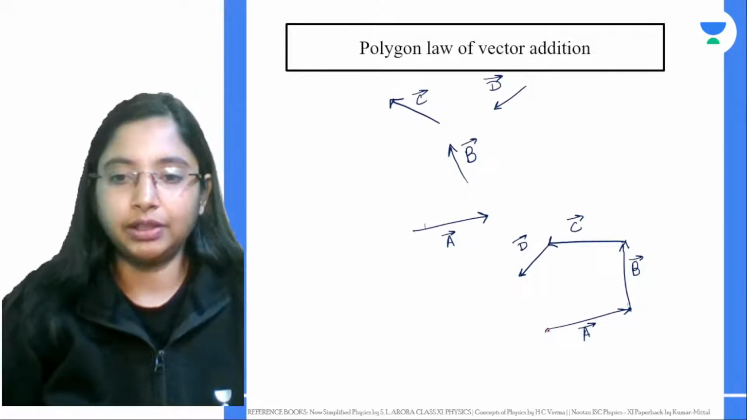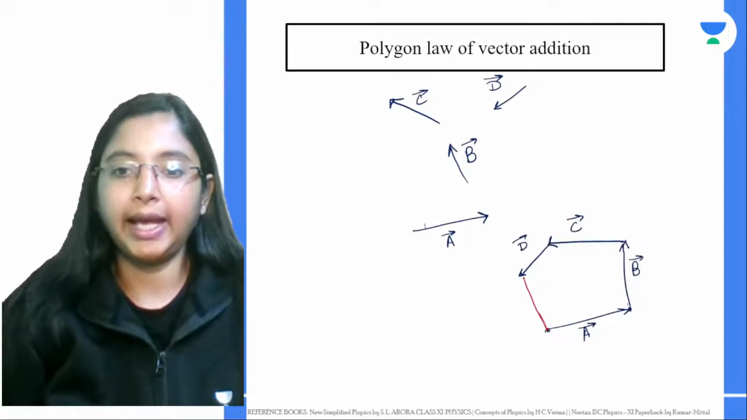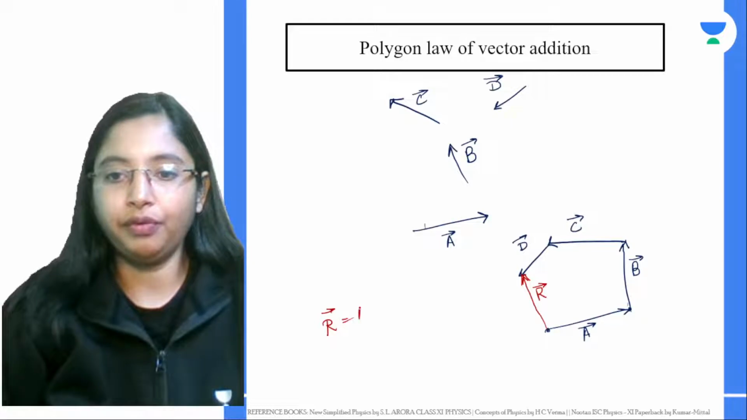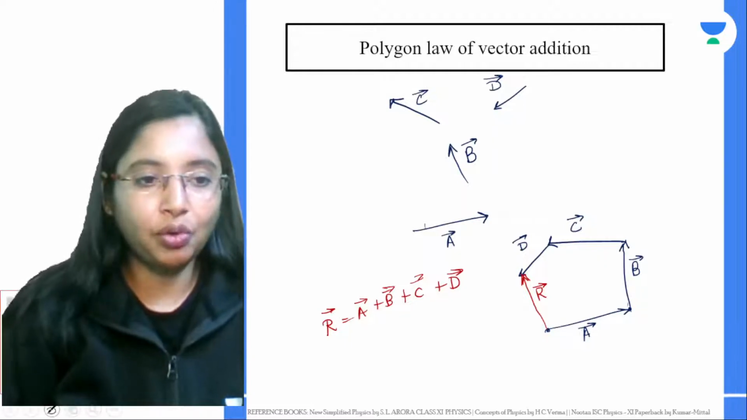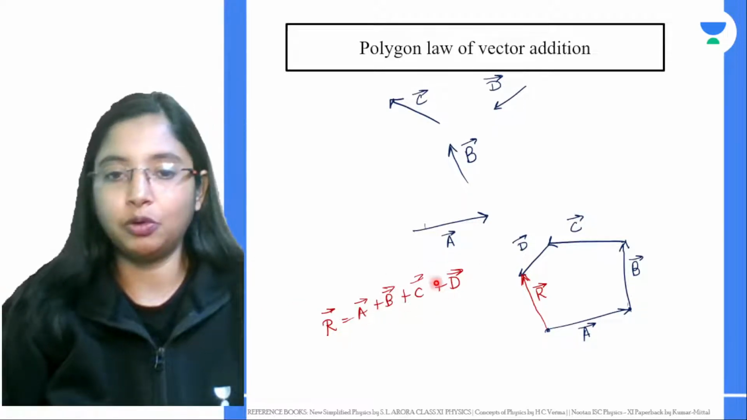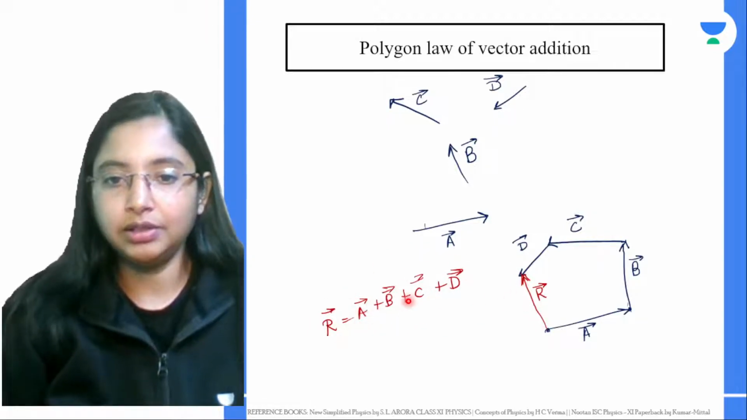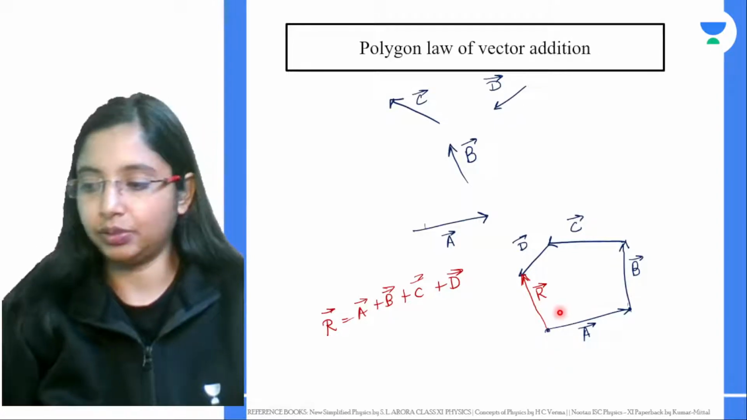Now, the resultant vector will be from the initial point, the tail of the A vector, to the head of this final D vector over here. This will be your resultant, and your resultant R vector would be a sum of A vector plus B vector plus C vector plus D vector, meaning whatever these four vectors' sum could produce, that is produced by the resultant vector R. So the effect of these four vectors can be replaced by this one vector, which is your resultant vector.